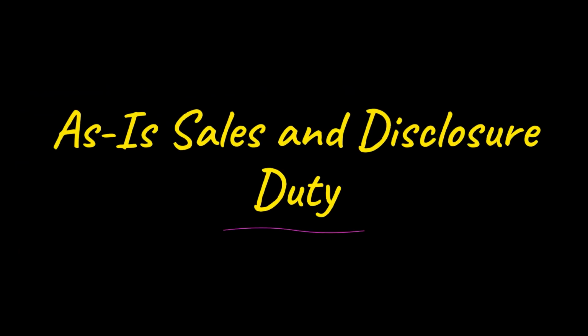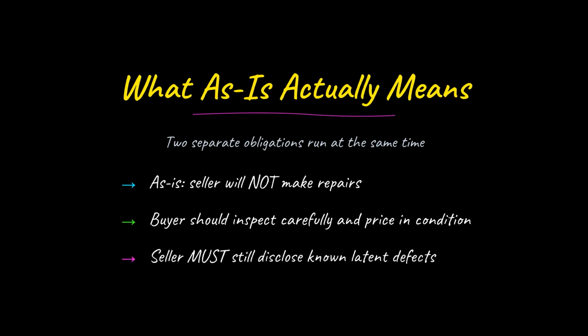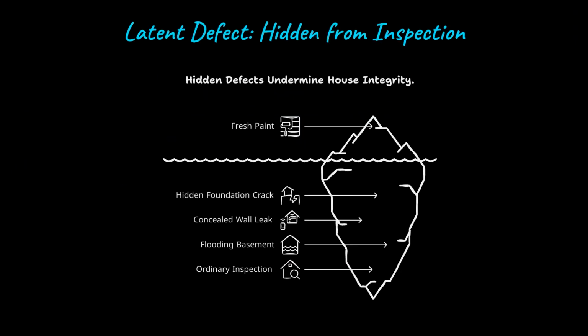Selling a property as is is widely misunderstood. It governs who pays for repairs, not whether the seller must be honest about what they know. An as-is sale allocates repair costs to the buyer, but it does not erase the seller's honesty obligation. The seller must still disclose any known latent material defect, a hidden problem an ordinary inspection would not uncover. A latent defect is exactly this, something hidden beneath the surface that a buyer walking through the home on a dry day simply cannot discover.